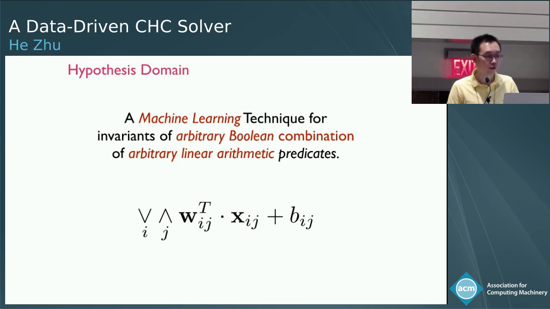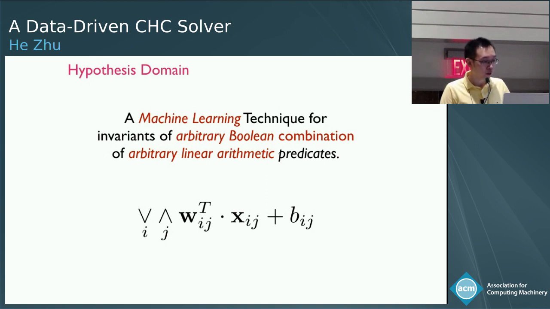A unique feature of our approach compared to existing data-driven verification methods is that it is a machine learning technique for discovering invariants of arbitrary Boolean combination of arbitrary linear arithmetic predicates. By arbitrary Boolean combination, we mean that the Boolean shape of a candidate invariant is unbounded. By arbitrary linear arithmetic predicate, we mean the number of variables allowed in an atomic predicate and the values of the coefficients and the constant in an atomic predicate are also unbounded.